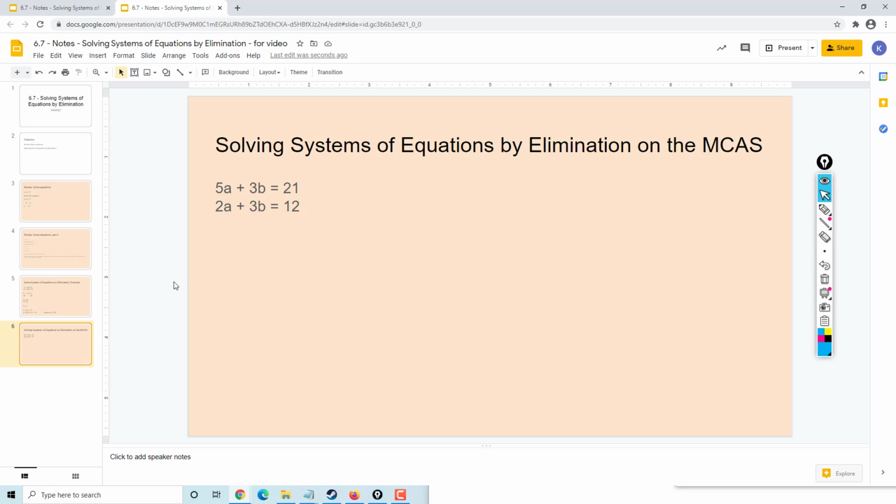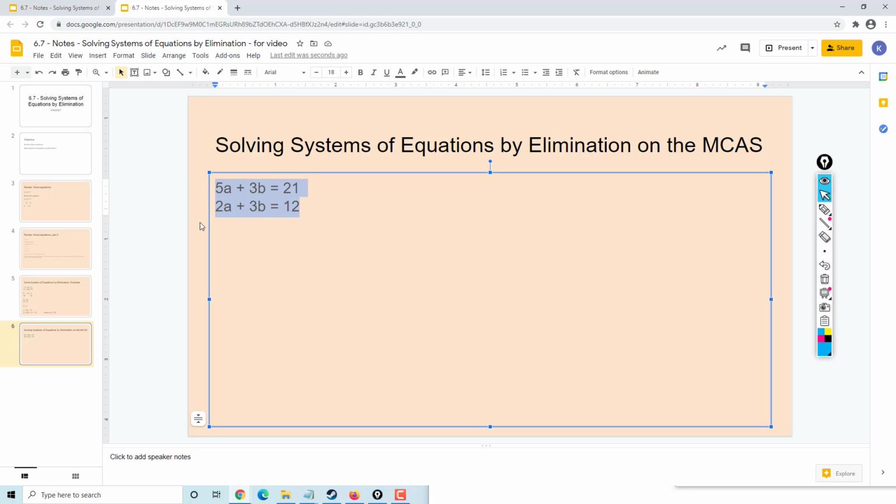On the MCAS, you're more likely to see an equation like this. I notice 3b here and 3b here, so that means I can subtract. Subtract this one. That means I subtract every part of this. And I subtract this. That's the same as subtracting the 2a and the 3b.